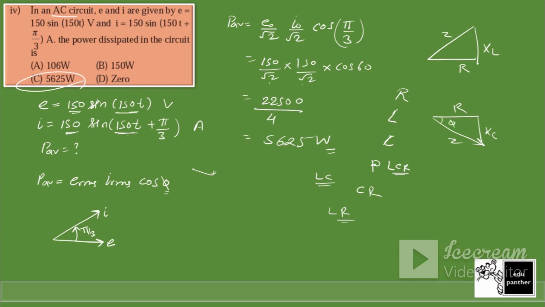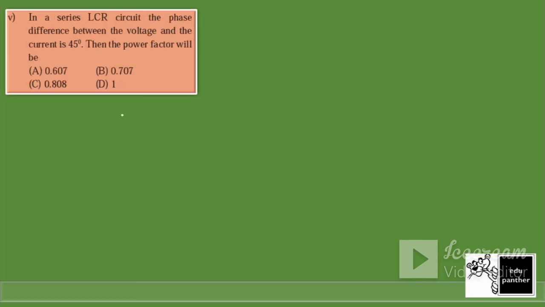Okay. Now move to the next question, number 5. In a series LCR circuit, the phase difference between the voltage and the current is 45 degrees. The question asks us to find the power factor. Power factor is nothing but cos phi. This is a very simple question. We have phi as 45, so cos 45 is 1 by root 2. Now 1 by root 2 is nothing but 0.707. So 0.707.